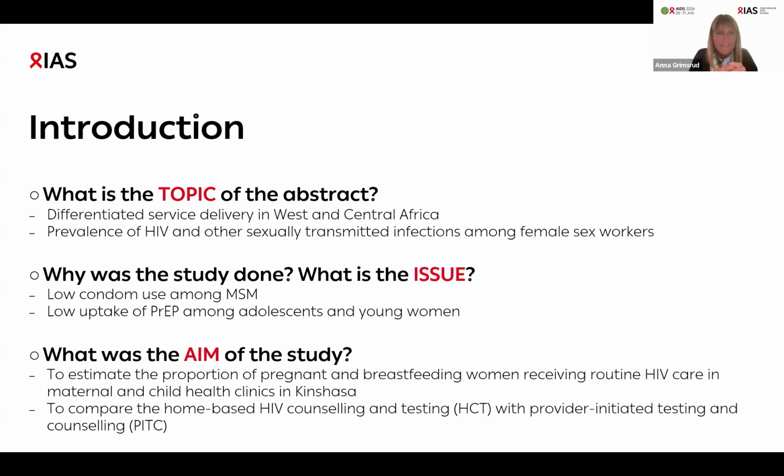And then the aim, and this is really almost the most important for me. I always want to see the aim at the end of an introduction. Well, what's the point? Why did you do this work? And it could be to estimate the proportion of pregnant and breastfeeding women receiving routine care, or whatever the aim of your study is, should be your final sentence in your introduction.